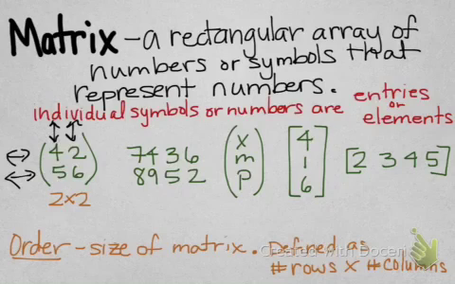The second one has 2 rows and 4 columns. The third one has 3 rows and 1 column, so it's a 3 by 1. The next one is also a 3 by 1 matrix. And the last one has 1 row and 4 columns, so it's a 1 by 4 matrix. So the order and the way that you name the matrix is important. The order matters. It's always row first, then column.